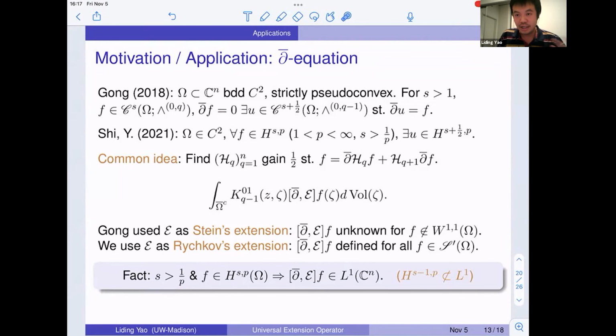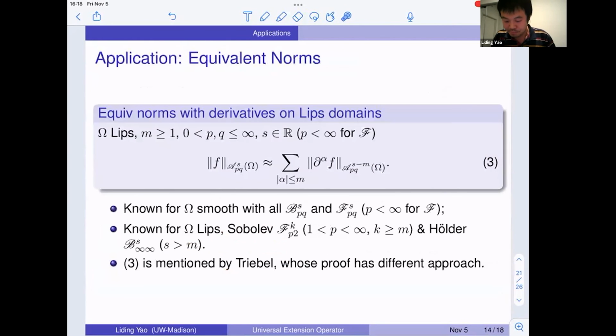The reason why we have to take this assumption is that if we start with H^{s,p} functions, then the commutator will actually lie in L1. So usually, if we just think about an arbitrary extension, then the best we can hope for is just H^{s-1,p}. And since s is smaller than 1, it's very likely that we just have a distribution, not an L1 function. Okay, so that's a simple application of the smoothing estimate.